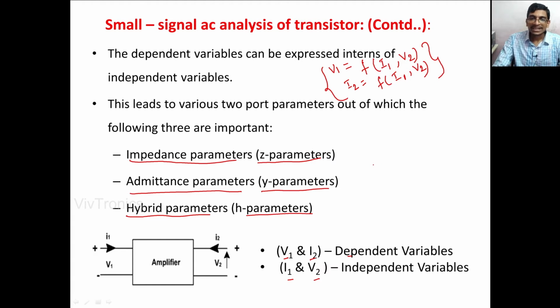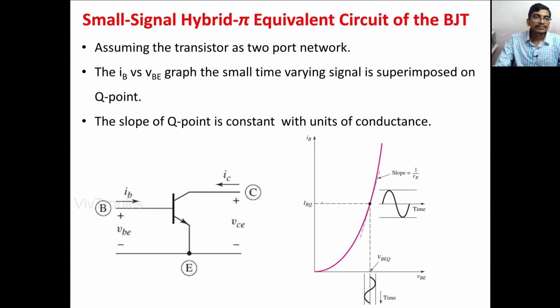Okay, so by using these equations we are able to get these three types of parameters, out of which we are going to use the H parameters mostly. And assuming the transistor as a two-port network here, the graph between the input voltage VBE and the input current IB is called the input characteristics graph.